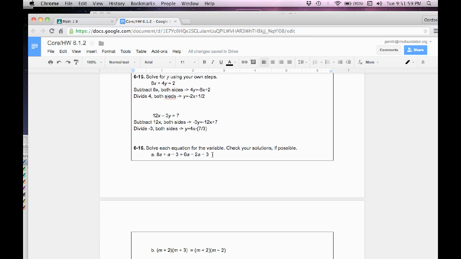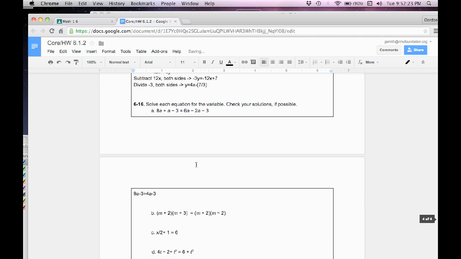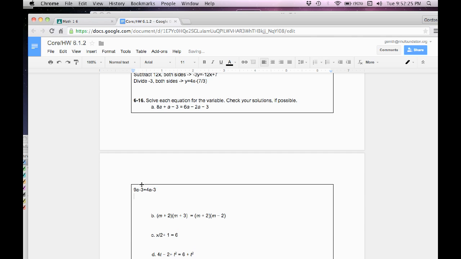616, solve each equation for the variable. Check your solutions if possible. Okay, we want to get a alone here. So the first thing we're going to do here is combine like terms. We have 8a plus a, so that's going to be 9a minus 3 equals, here we have 6a minus 2a, so that'll be 4a minus 3. I'm going to add 3 to both sides. If I add 3 to both sides, these minus 3's will disappear, and I'll have 9a equals 4a. Get all the a's on the same side, so I'll subtract 4a from both sides.